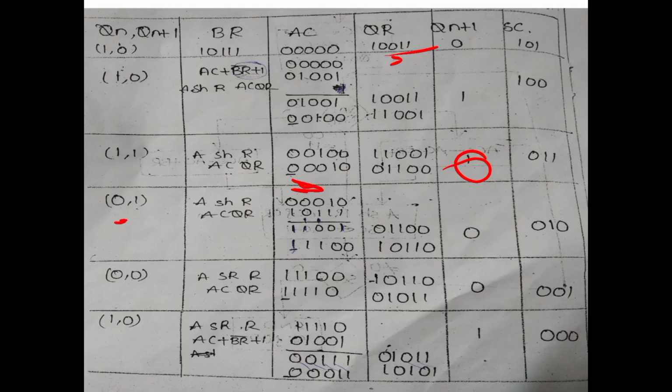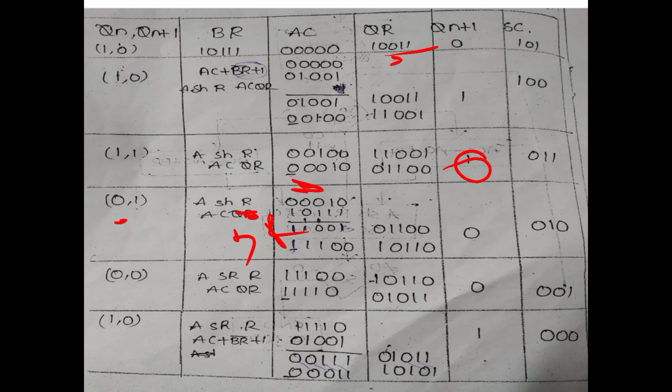So what is the AC value? 00010. What is the BR? Sorry, this is BR, not QR. So what is the BR value? 10111. So here 10111.